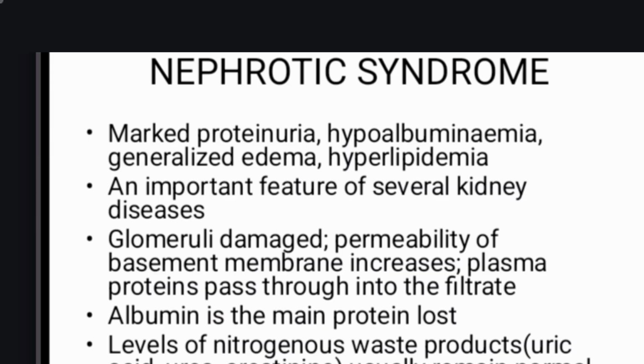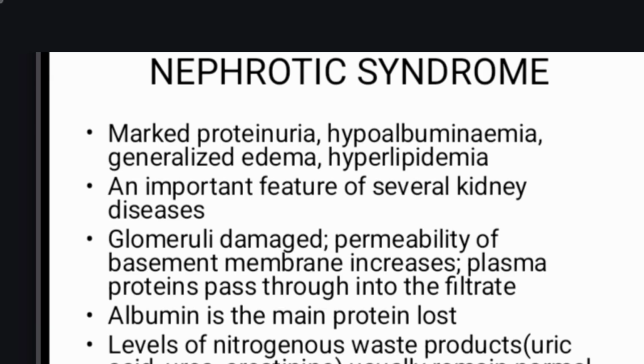Then there is what we call nephrotic syndrome. When you talk about a syndrome, you're looking at many signs or symptoms that together point to a specific condition. In nephrotic syndrome, you have marked proteinuria. Usually you shouldn't lose proteins; you shouldn't filter out proteins. So in nephrotic syndrome you have proteinuria, that is protein in urine. If you do a urinalysis and examine the urine, you will see a lot of protein.